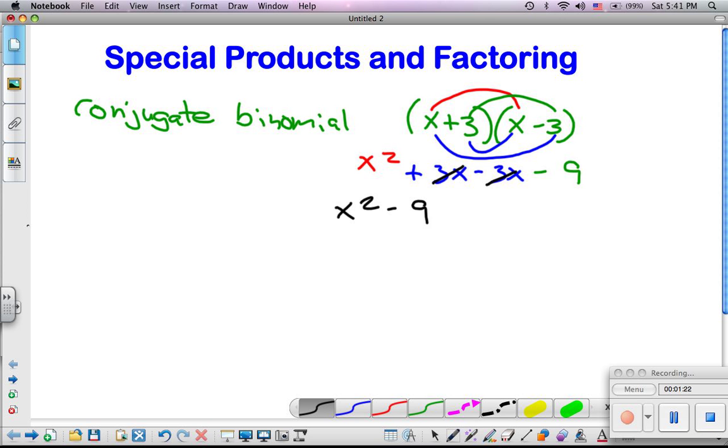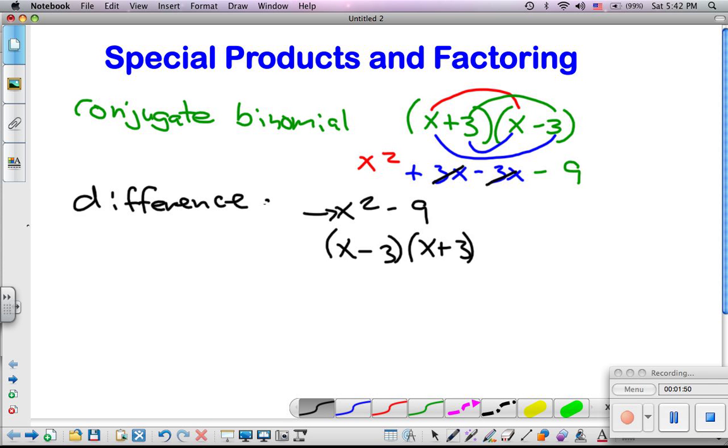So now if we go backwards on this and we want to factor this back out, we see that's a difference of perfect squares, and we know that that's going to be two binomials to give us the x squared, and it's going to be an x and an x, and then the minus 9 has to be a minus 3 and a plus 3. Okay, so this is called the difference of squares, and that's a special product as far as factoring.